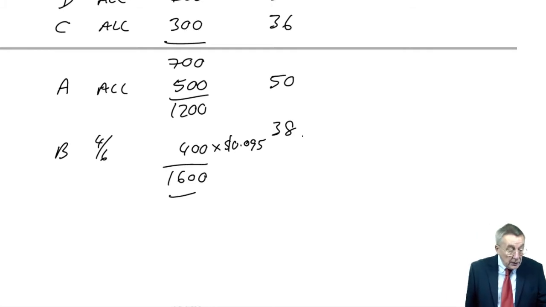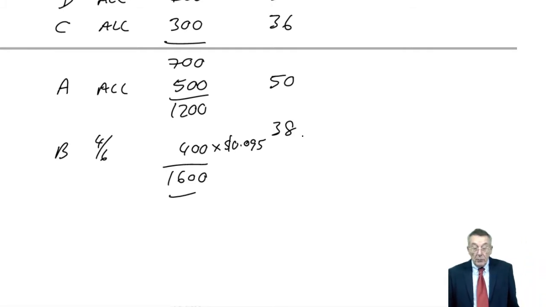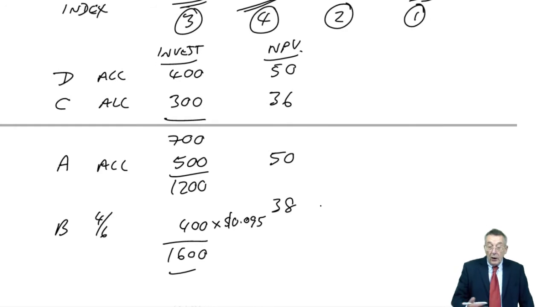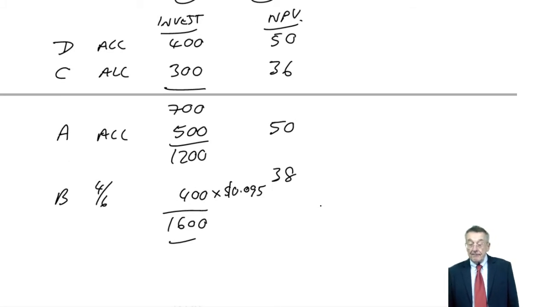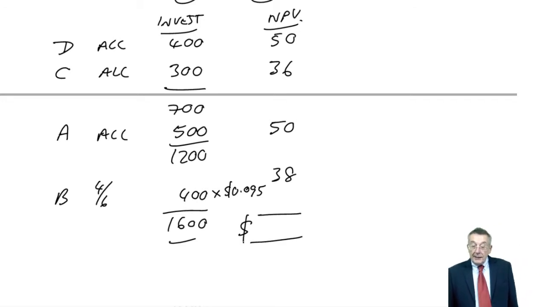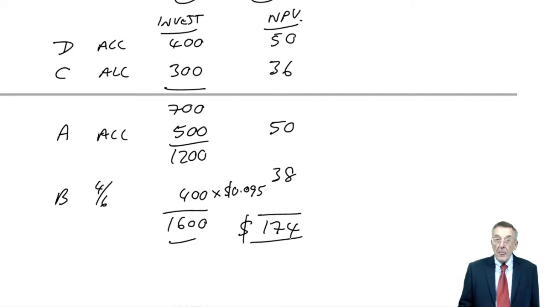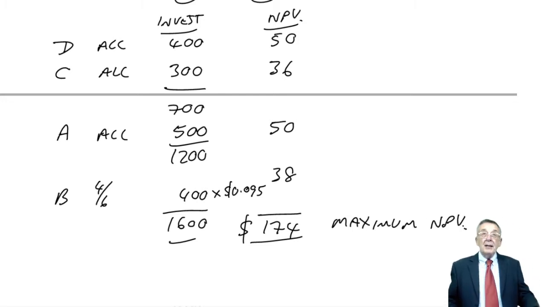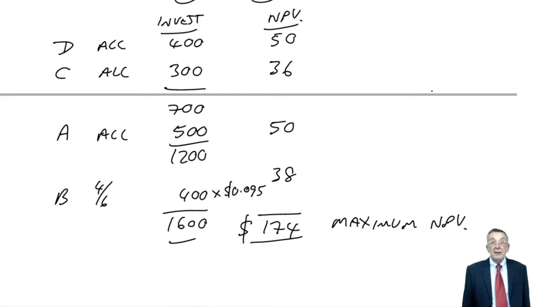The exercise actually only said, what should our decision be? Well, there you are: all of D, all of C, all of A, and a fraction of B. If you did say, as is quite likely, what will be the maximum total NPV? The total NPV, 86, 136, I think 174. And that is the maximum NPV that we could generate. Try any other way, and the NPV would be lower.